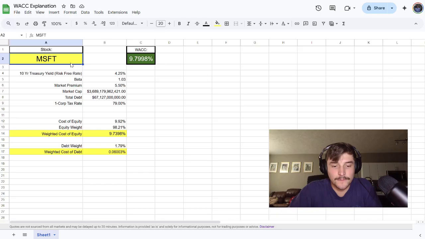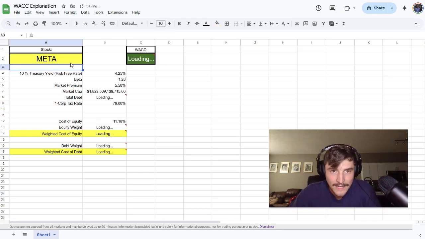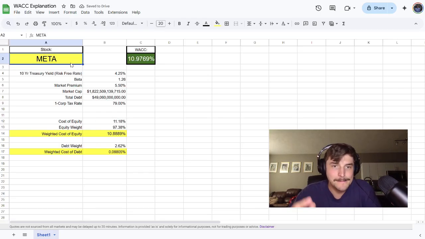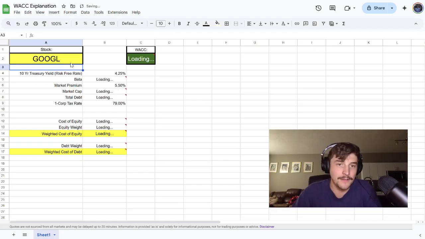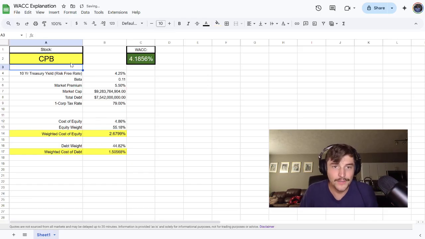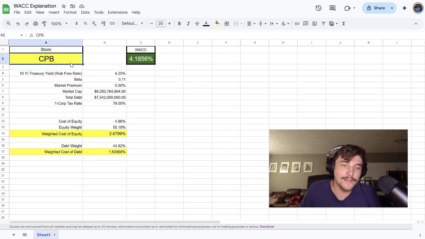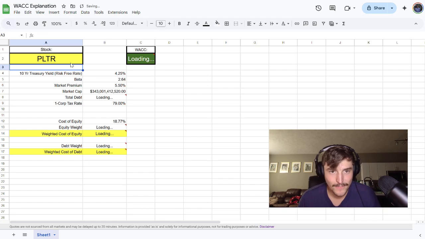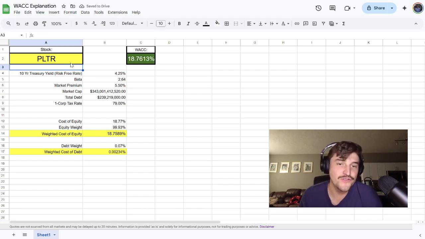So yeah, Microsoft, let's look at Meta. All the tech companies are going to have relatively similar WACCs. I mean, Microsoft's an older one, so it had a little bit of a lower WACC. You're going to notice when you do this, the older companies are and the more predictable their cash flows are, like a company like Campbell's Soup is going to have a pretty low weighted average cost of capital. Let's see. And then newer companies like Palantir, let's see if it is going to have an enormous WACC.